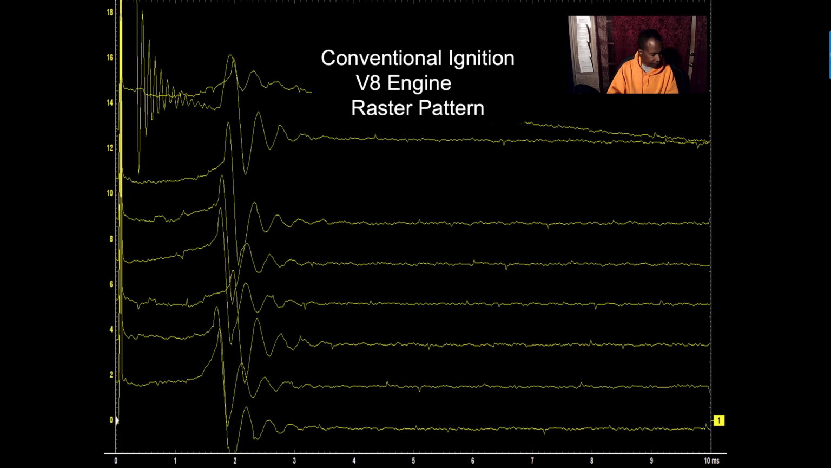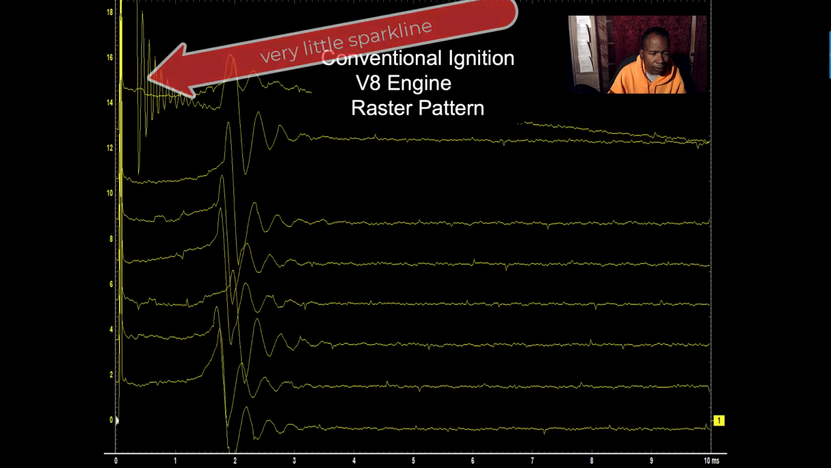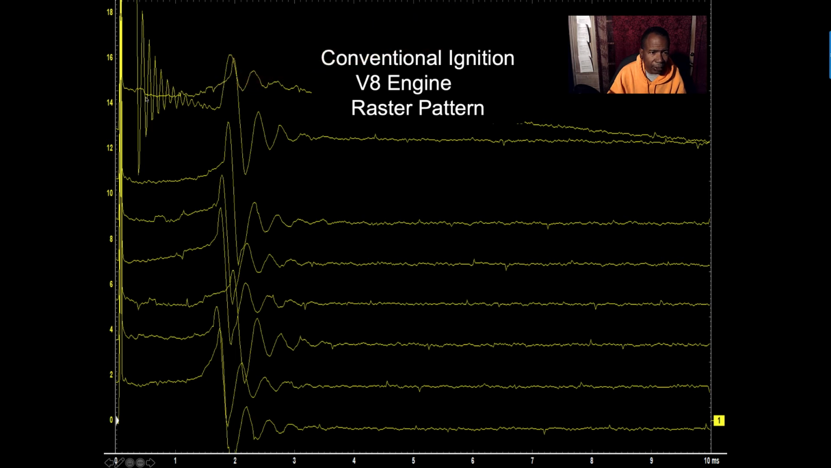Here's the raster pattern. You can see the difference there. Usually the fire line is on the side, telling you which one is which. But you can see here the difference. It doesn't look like the rest of it. You don't even see the spark line.